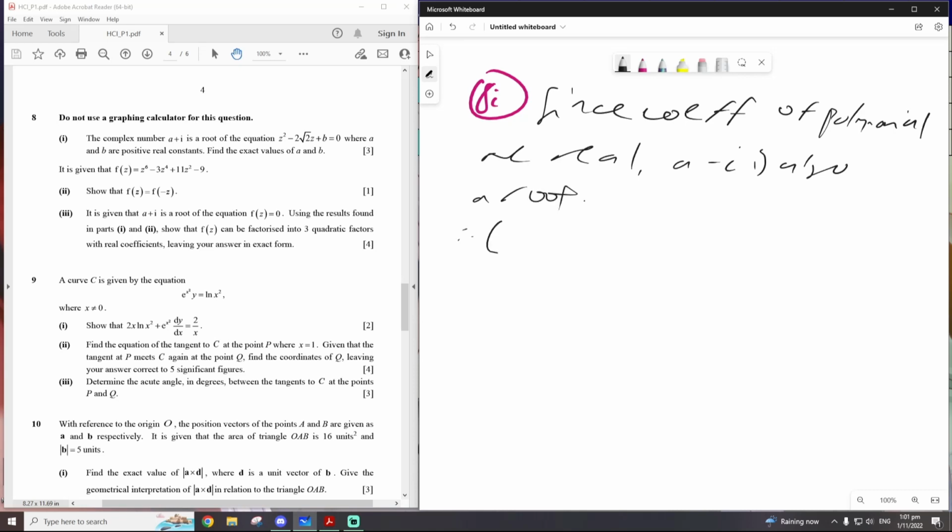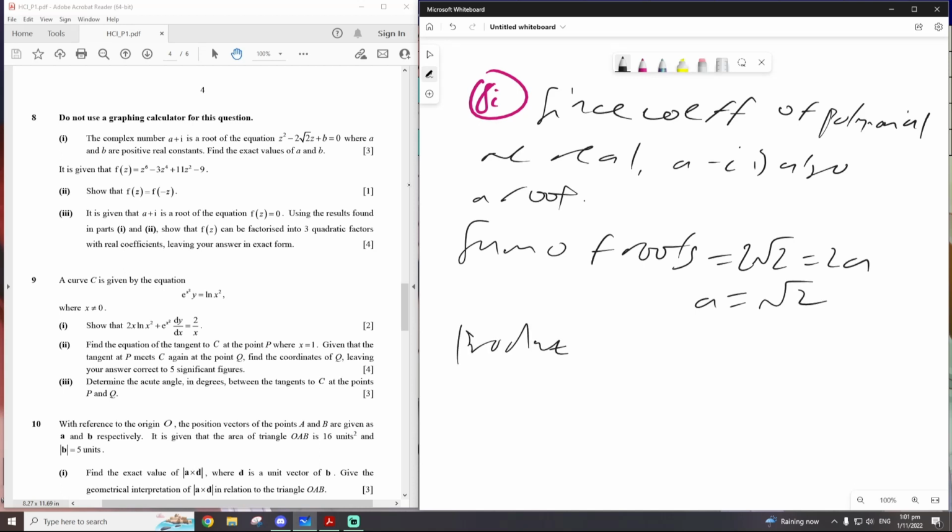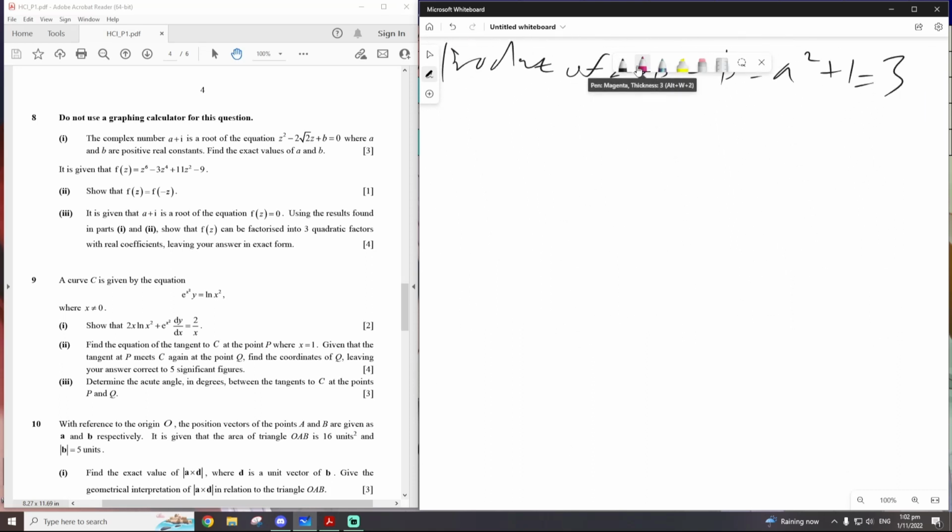So therefore, actually because it's a quadratic, I'm going to use the sum of roots. The sum of roots will be minus b over a, so that is 2 root 2, which is actually 2a, so a is root 2. And the product of roots is c over a, which is just b. So a plus i times a minus i is a squared plus 1. So b is 3. Yeah, simple.